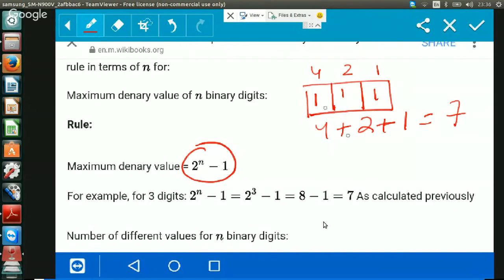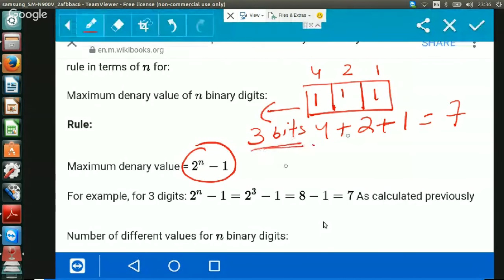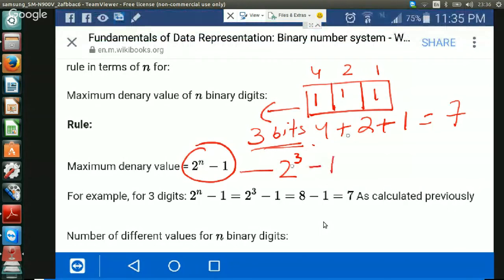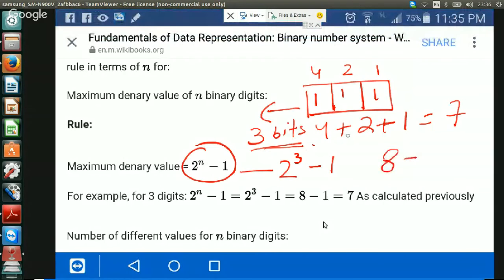So basically what that is trying to say is, how many bits does this register have? This register has 3 bits. All right. So what are you going to do? 2 raised to power n. So how many bits? We have 3 bits. So put the power 3 here and use this formula minus 1. What is 2 raised to power 3? 2 raised to power 3 is 8. So 8 minus 1 is going to give you 7.